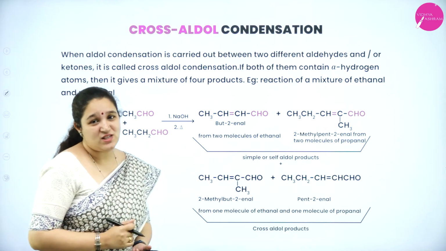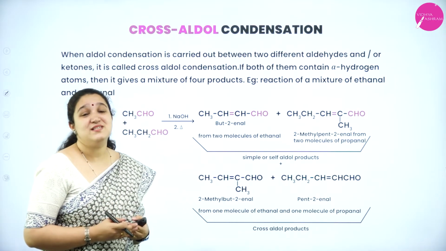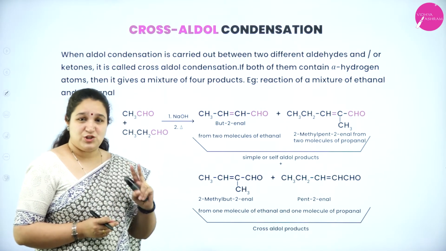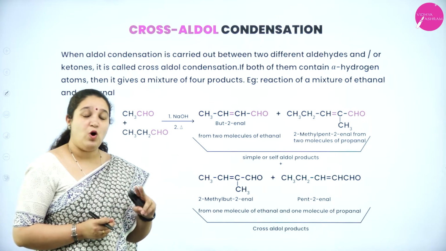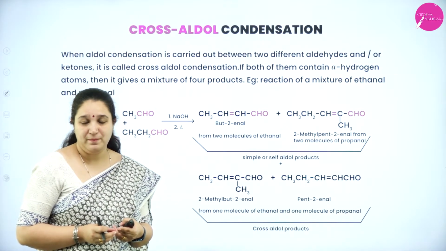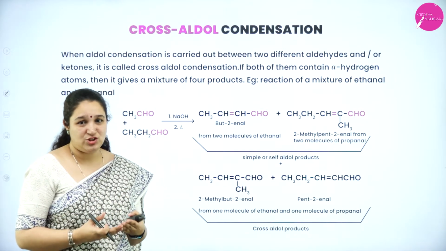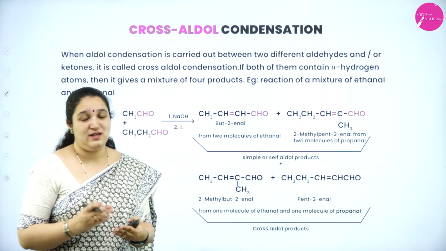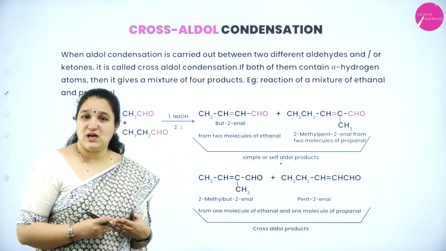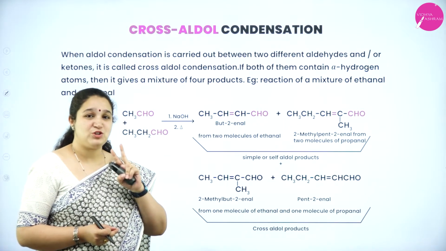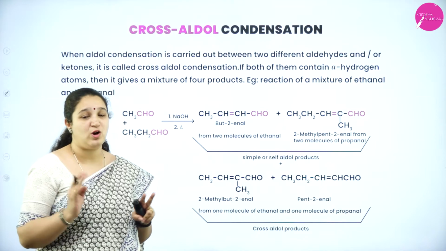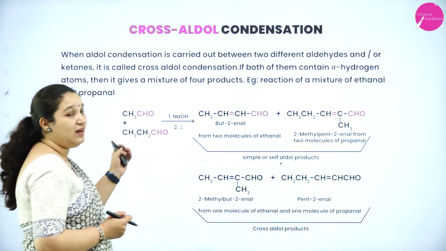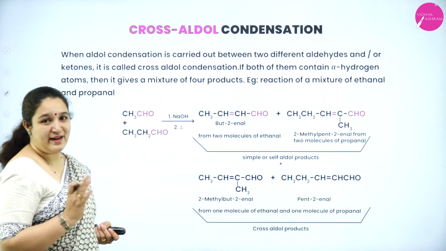Next is cross aldol condensation. What is cross aldol condensation? Now if we take a mixture of two aldehydes or two ketones, and if an aldol reaction is happening, then we call it cross-aldol condensation. During cross-aldol condensation, if you have a mixture of two aldehydes, then 4 products can be formed. We'll understand with the example of ethanal and propanal as the reactants.